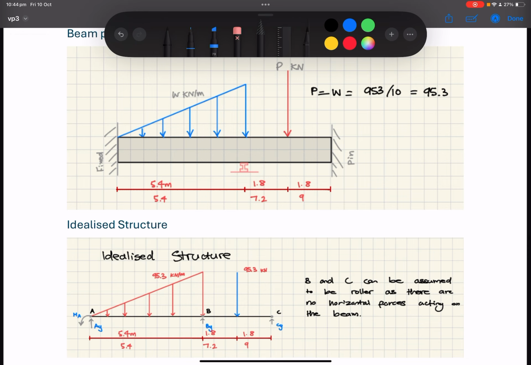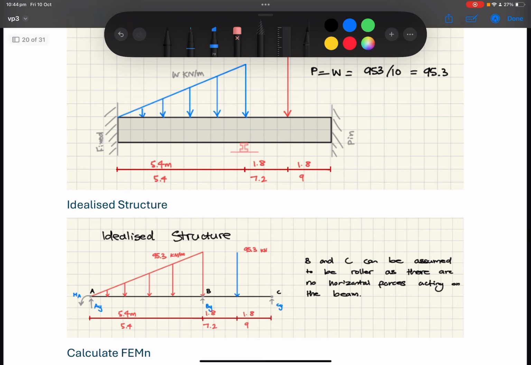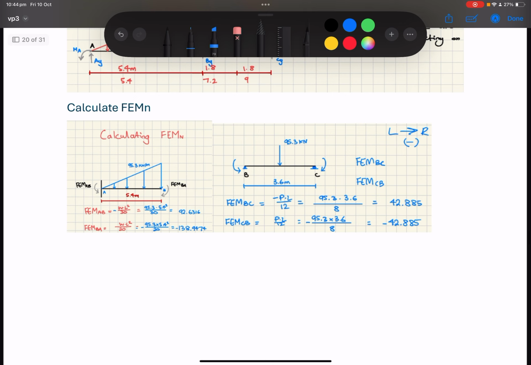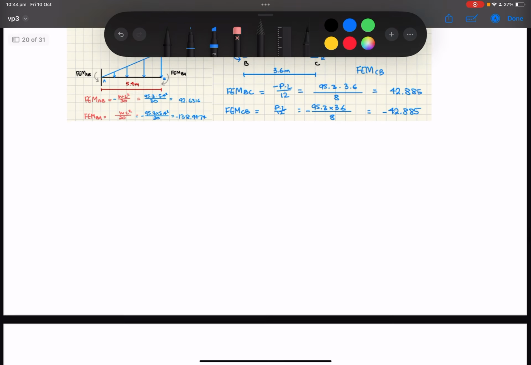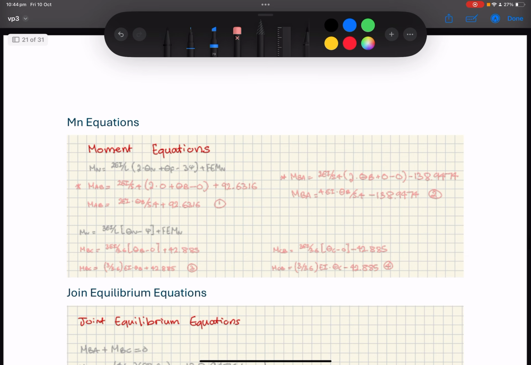And so, yep, we keep going. Although this one says pinned, we were encouraged to take it as a roller support with no horizontal forces, as there's no other external horizontal forces, so there's no need to calculate for any x forces.